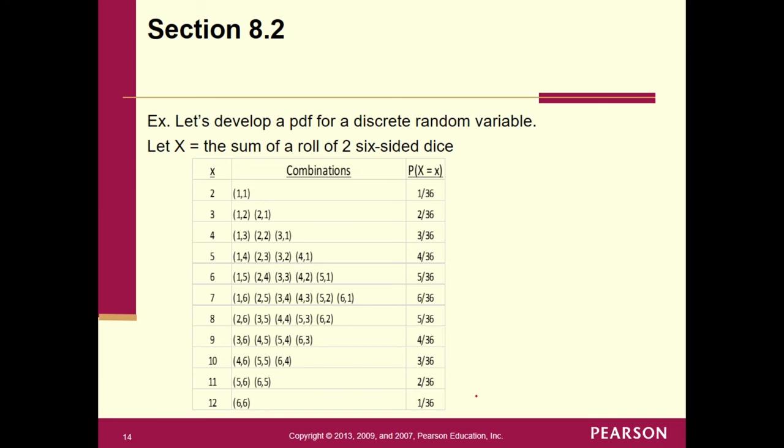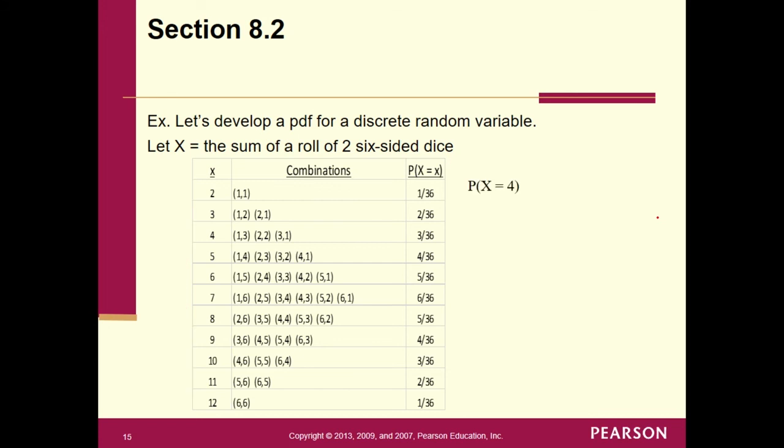Here would be a probability distribution. Honestly, we don't need the combinations. We just use the combinations here to help us figure out the probabilities. So as long as we had this column here, okay, we got ourselves a valid probability distribution. Here are the values of x and their corresponding probabilities. Okay.